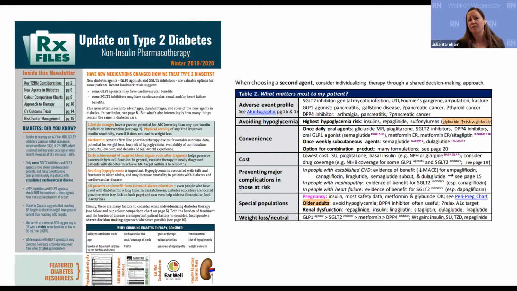Are you concerned about the adverse event profile? Here are some of the medication classes and some of the common adverse events that may occur. Are you really worried about that patient going low and avoiding hypoglycemia? Well, then you might want to avoid insulins. You might want to avoid sulfonylureas. Are you looking for convenience? Because you've got a patient who's on the go and it's like, look, I can only take a drug once a day. I want minimal dosing. What are my options? Is cost a factor? Are complications a factor? Are you dealing with pregnancy or older adults? All those considerations are explored there with some suggestions around which medication class or medication might be optimal for that particular patient.